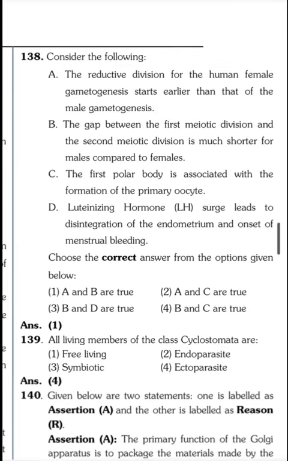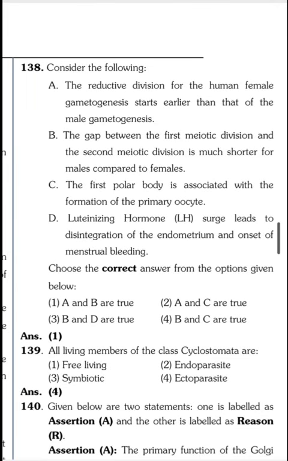So overall, the 2025 paper is very easy. If you are thoroughly prepared, except for 2 or 3 which have outside the syllabus questions. So consider the following: the reductive division for the human female gametogenesis. See, most of the questions they have asked from reproduction in human beings also. Usually it would be 1 or 2, but in 2025 they have asked more questions from it.